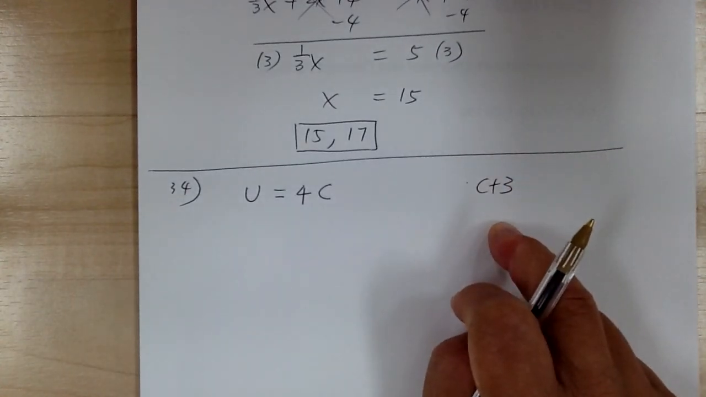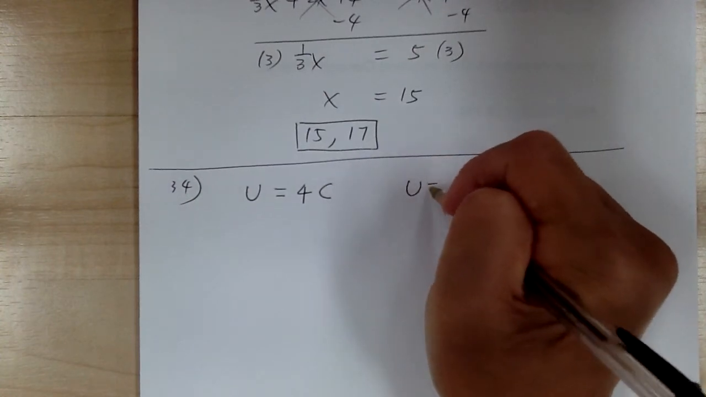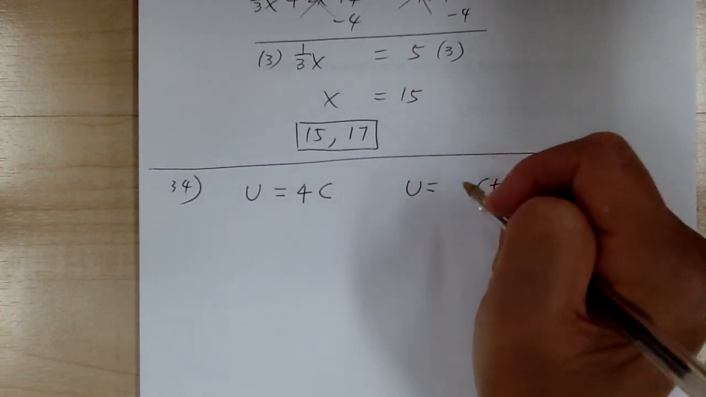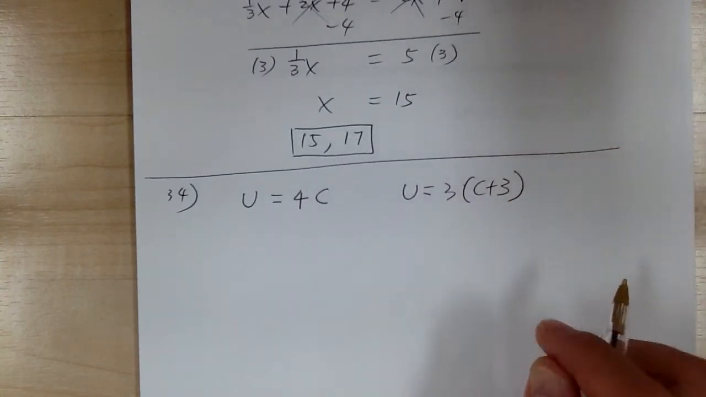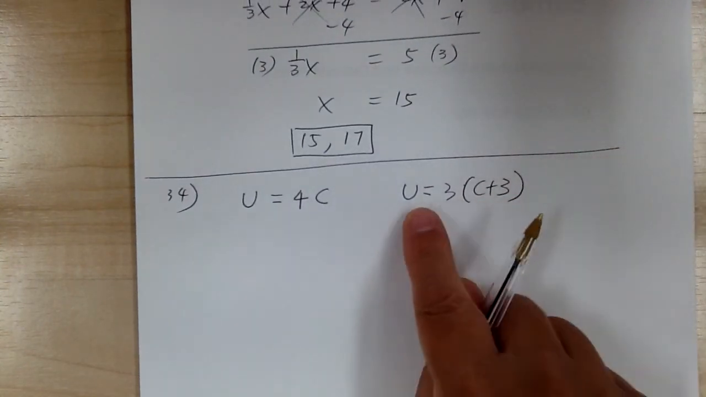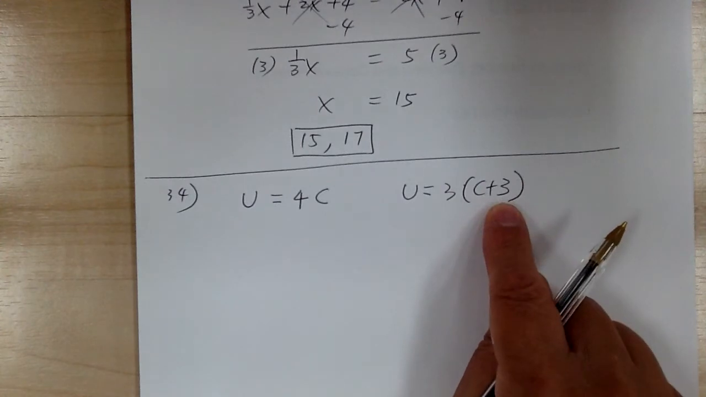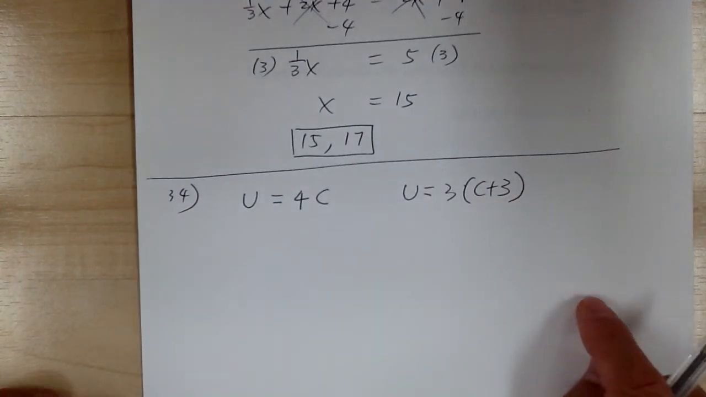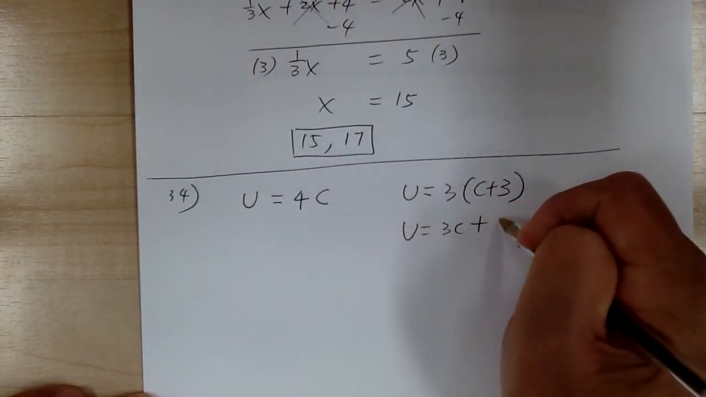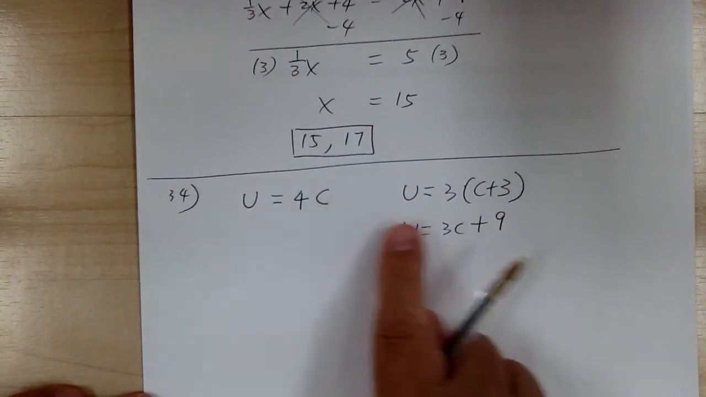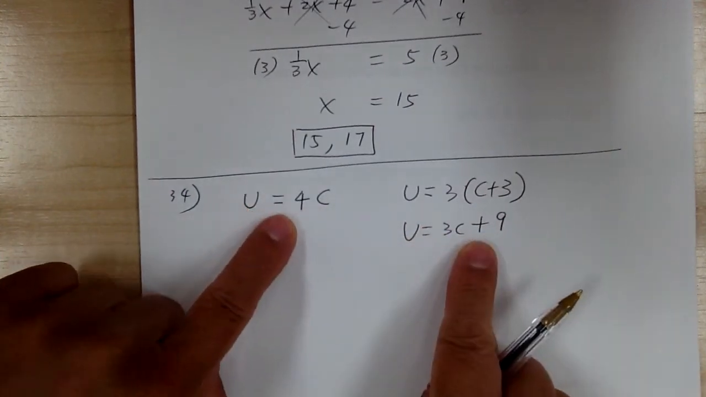At which point the United States has only 3 times as many points. Okay, so when they score 3 points, now the United States only has 3 times their score. Okay, so how many points does the United States have? So you're looking for U. So you can just multiply out. And so this way, you can say these are equal to each other.